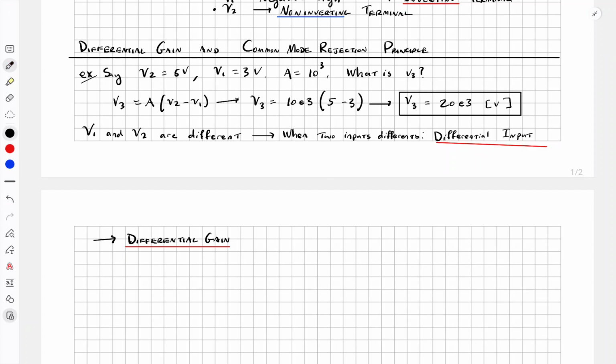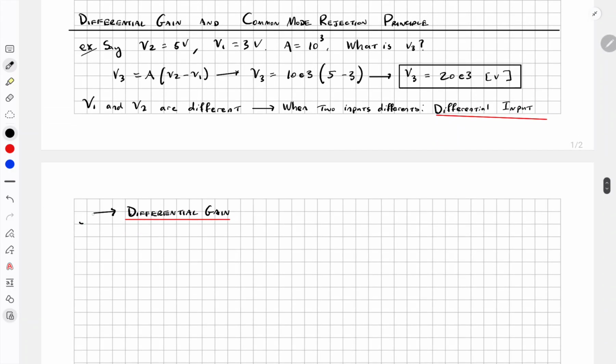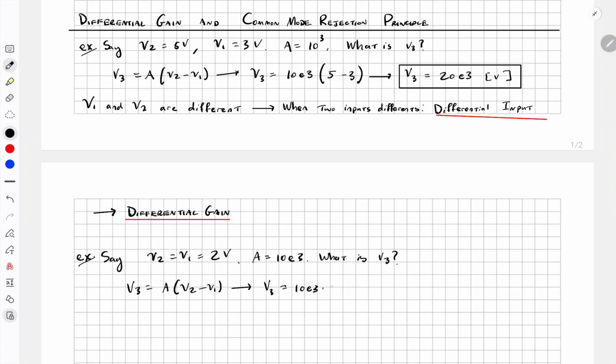Now, the opposite case happens. It's very interesting. So let's give another example. Let's say V2 is equal to V1 and they're both equal to 2 volts. We input this to the op-amp. And again, A remains the same, it's equal to 10,000. So the question is, what is V3? V3 is equal to A times V2 minus V1. So V3 is equal to 10,000 times 2 minus 2, so 0. And so V3 is 0.